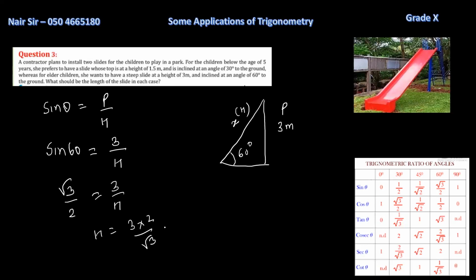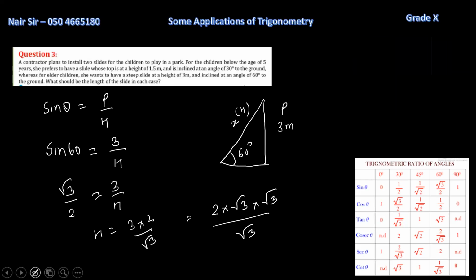Now notice one thing, kids. This is something which I want to explain to you. I'm not going to multiply this; can I write this as 2 into root 3 into root 3 upon root 3? What did I do? 3 can be written as root 3 into root 3. So root 3 gets cancelled. So what is that height? It is 2 root 3 meters.